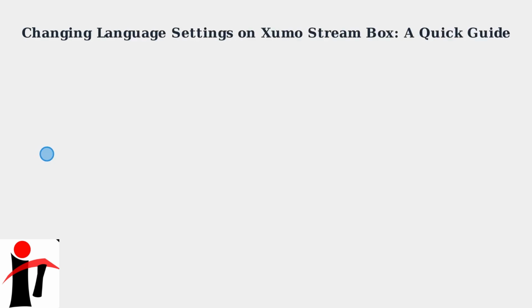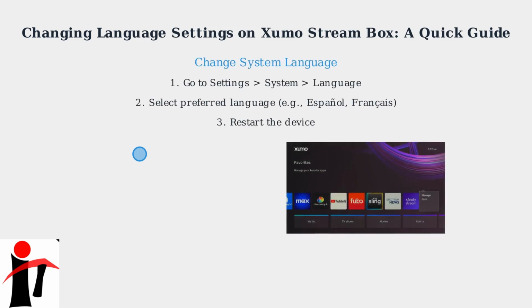Want to use your Xumo Streambox in another language? It's easy to customize the system language, audio, and captions. First, to change the system language, go to Settings, then System, then Language. Select your preferred language like Espanol or Francais and restart the device.